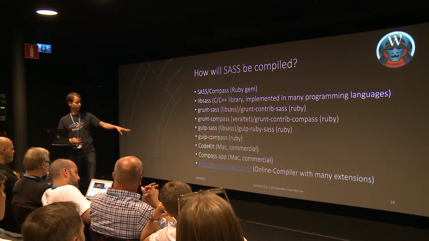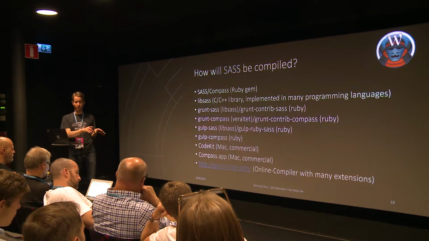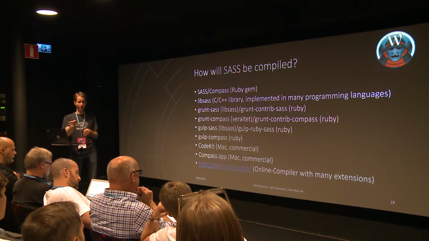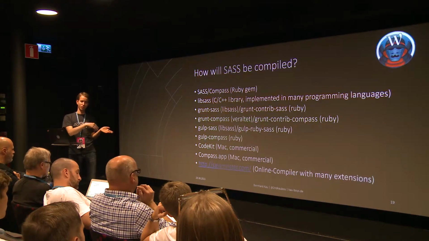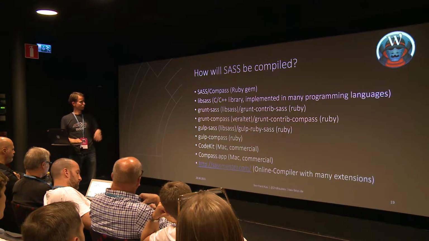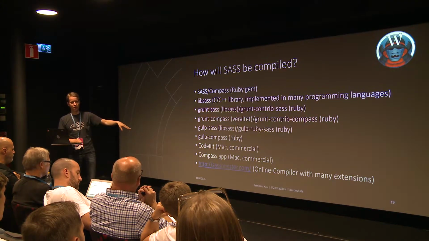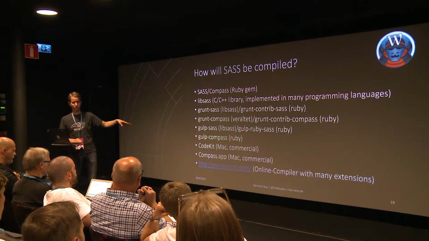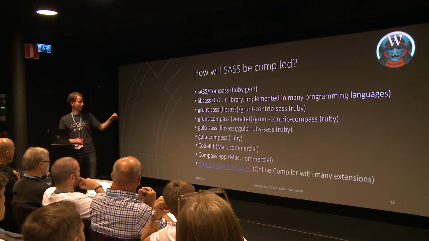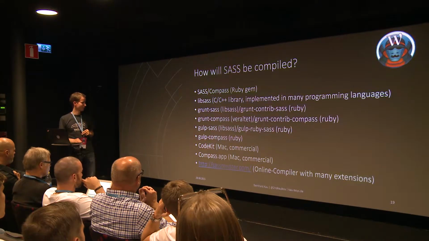There are also some online compilers, so you can just write your CSS code in an online service and then have it compiled to CSS and then you copy it over to your project. But I would say you should try the SASS or Compass for Windows systems, maybe the Compass app for Mac if you're not so used to Ruby gems. And if you are used to Grunt, then you probably know how to use a Grunt extension.